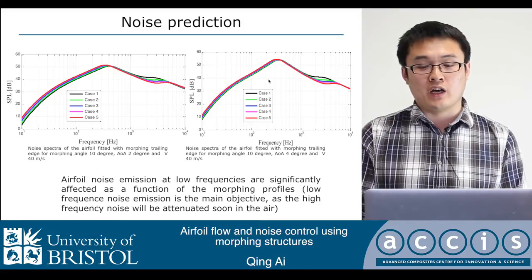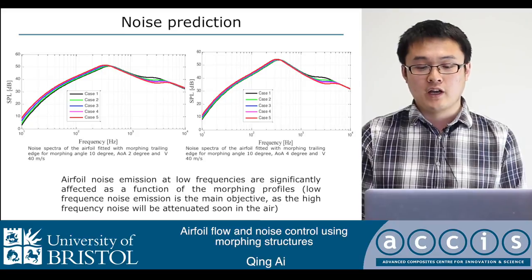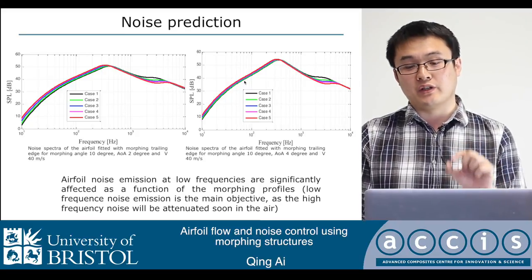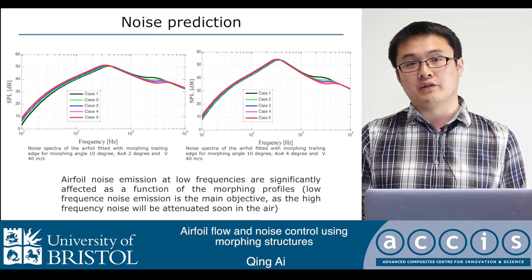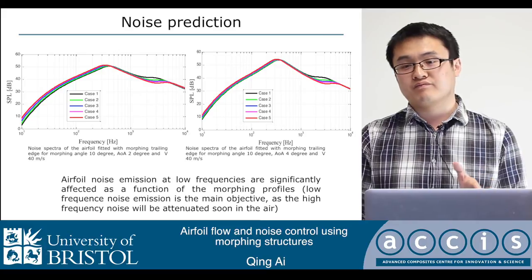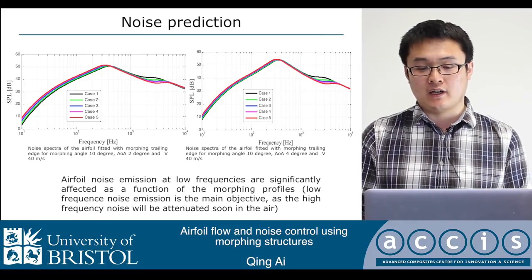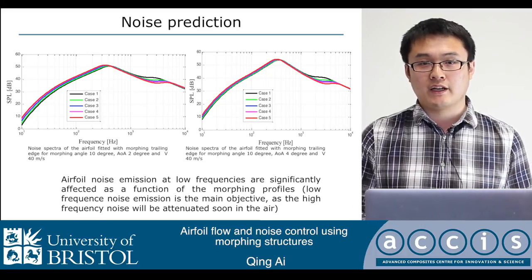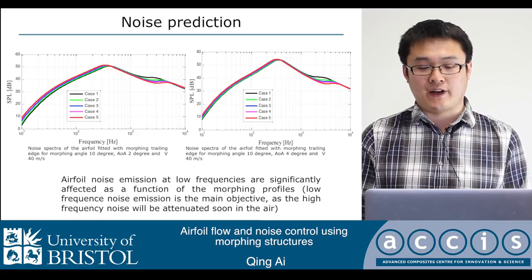In the right figure, where the angle of attack is increased to 4 degrees, it's basically the same story, but the magnitude of the noise reduction has been slightly reduced to 2 or 3 dB, which is believed to be because stall noise is coming into play, and the trailing edge shape effect gradually fades out.